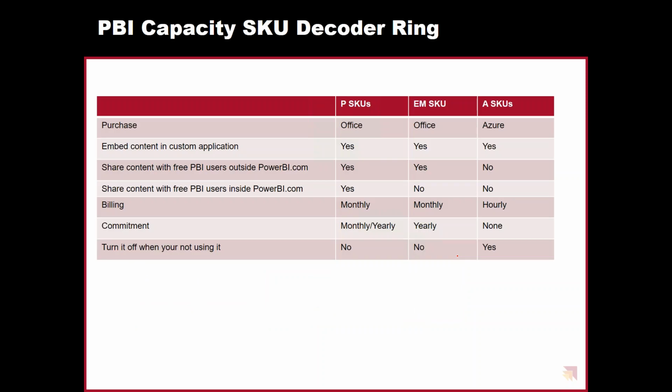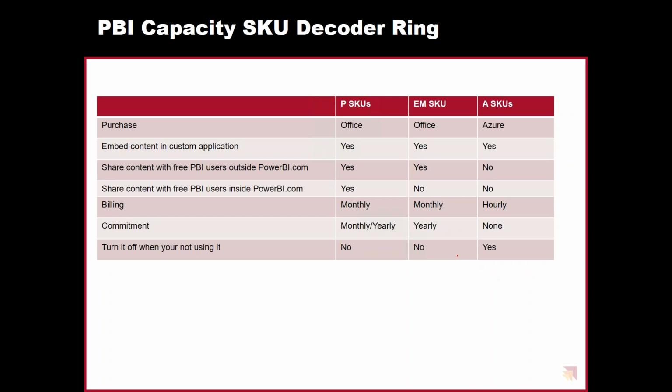Now, here's a decoder ring. So P SKUs, EM SKUs, and A SKUs. Where do you purchase them? P SKUs and EM SKUs you purchase through Office with a subscription, and they require commitments. Azure is, you just saw me create an Azure service. So basically you do it through the Azure portal or one of the other ways to create an Azure service, through PowerShell or through some automated coding approach.